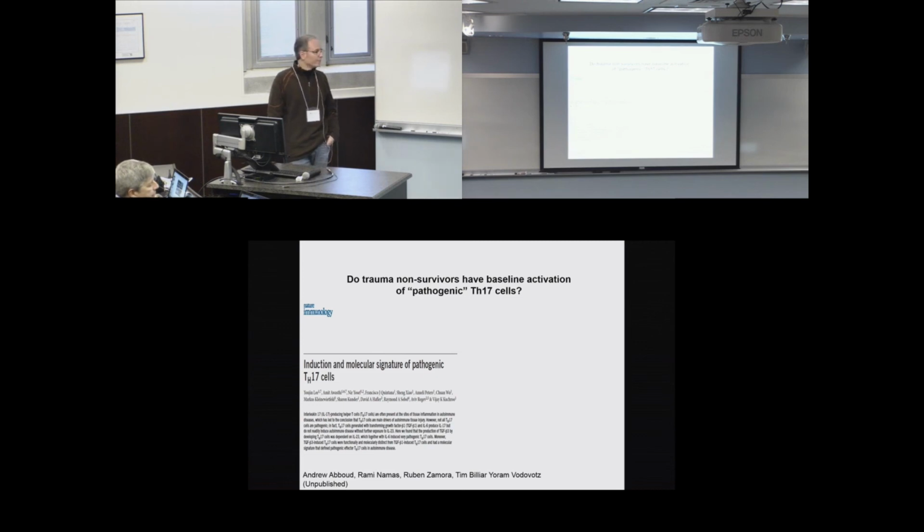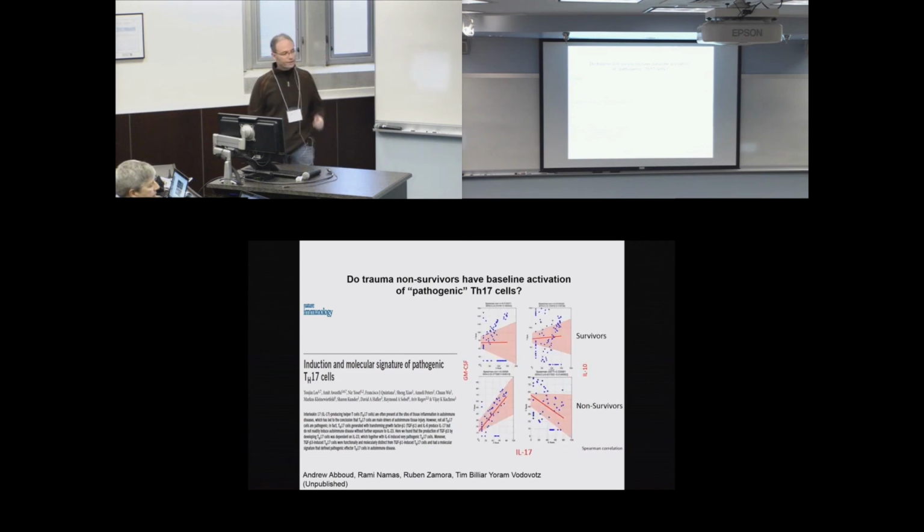But we can look at the inflammatory mediators in the blood, and very interestingly, we find that in the non-survivors, there is a strong correlation of IL-17 and GM-CSF, and in the exact same non-survivors, you have a very strong negative correlation of IL-17 and IL-10, suggesting the possibility that from the beginning, what differentiates survivors from non-survivors is the presence of something like Th17 pathogenic cells. Something to think about. Correlation is not causality, but this is just the start.